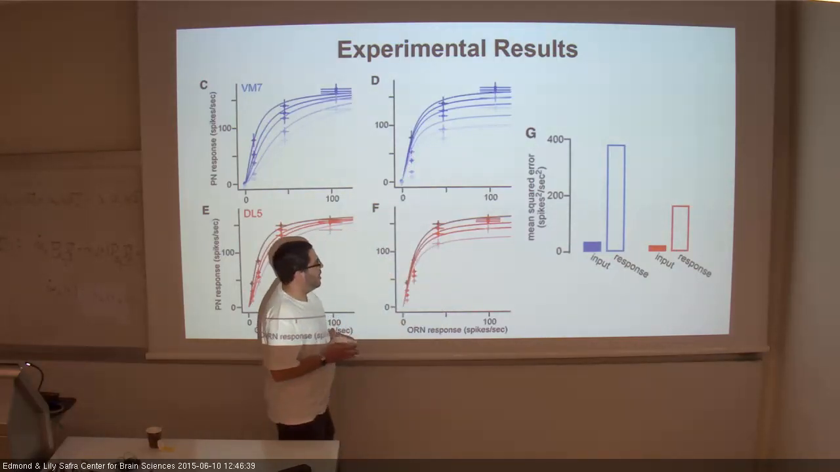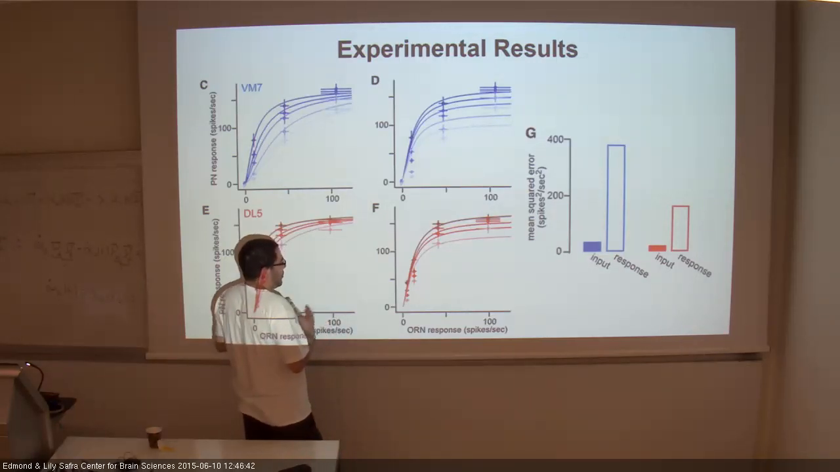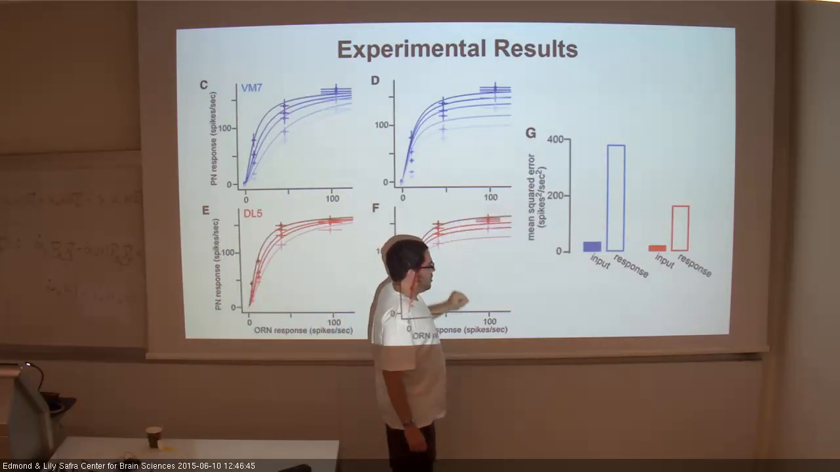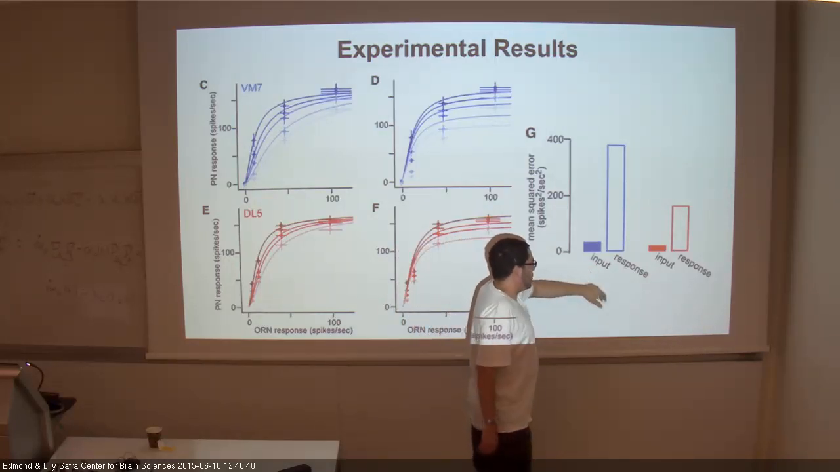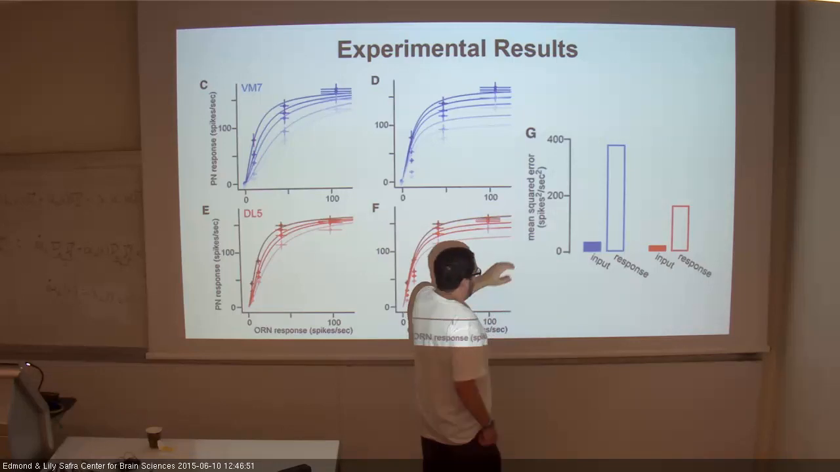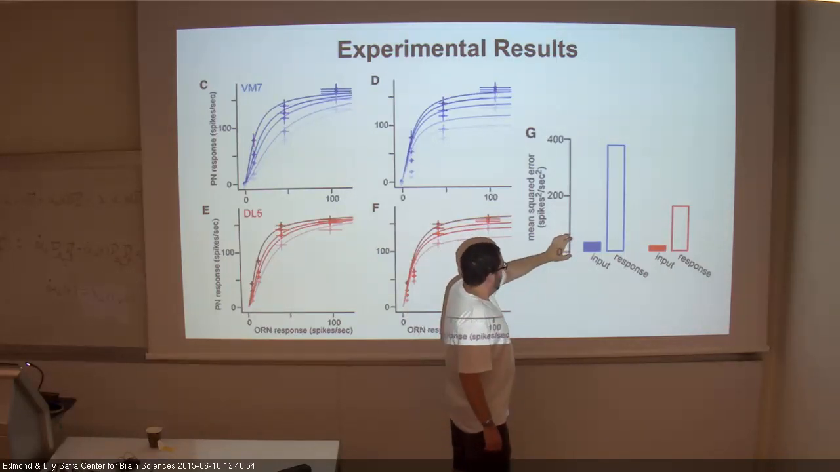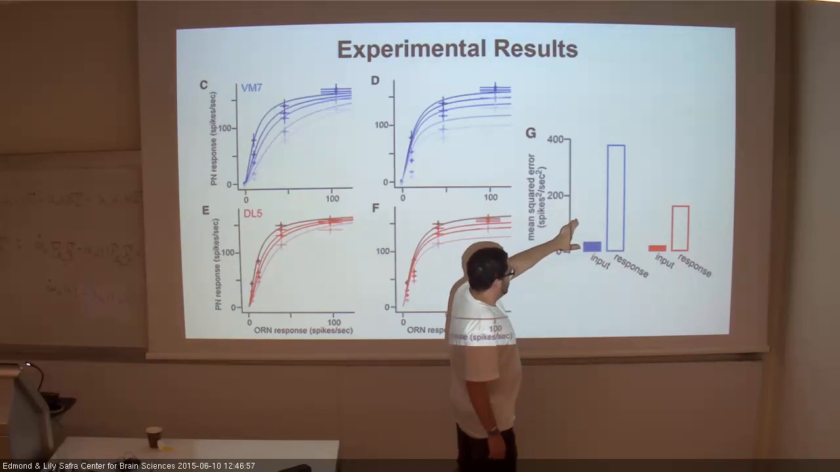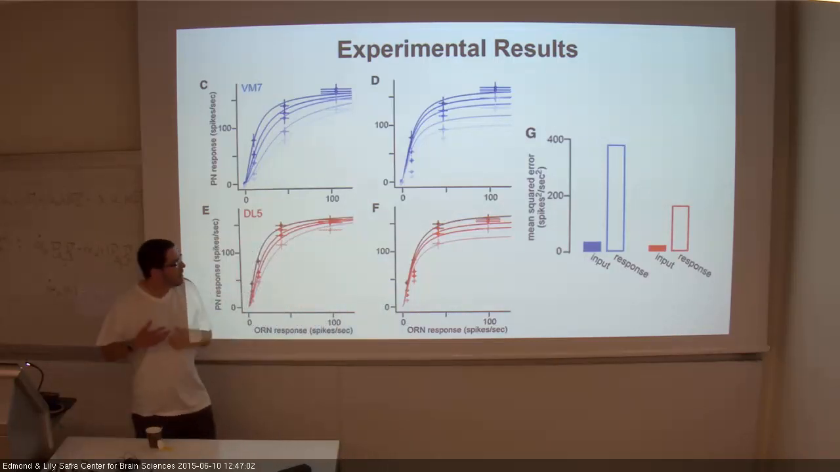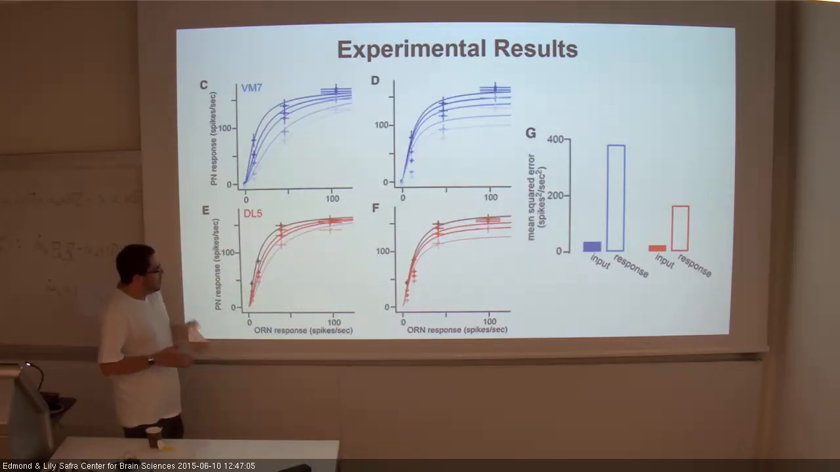So just to quantify how well these models fit the data, we have a graph of the mean squared error here. This is for VM7, this is for DL5. And you see that the input gain control model has much less error than the response gain control model for both glomeruli. So it seems that we've definitively shown, I don't know, definitively is a very bad word here actually. But it seems that at least in terms of these two models, if you were to decide which one fits the data better, the input gain control model fits the data better.